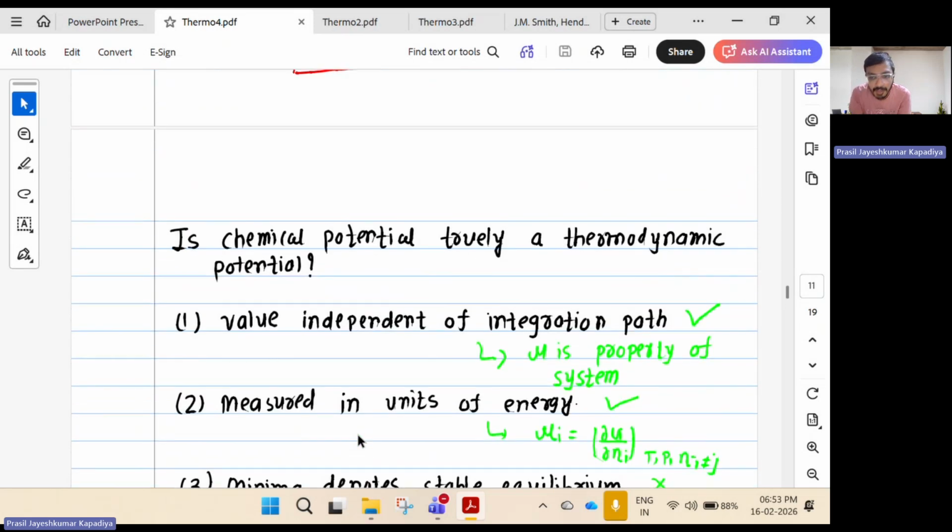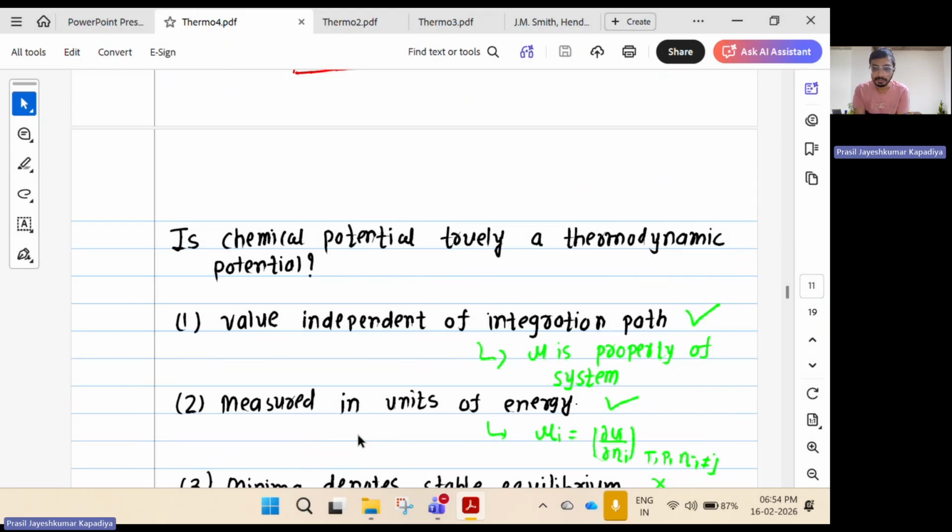Now let's talk about chemical potential. Is chemical potential independent of integration path? Yes, chemical potential is independent of integration path. It does not depend on path because mu is a system property. So that's why mu is independent of integration path, and that fulfills the first criterion for a thermodynamic potential.